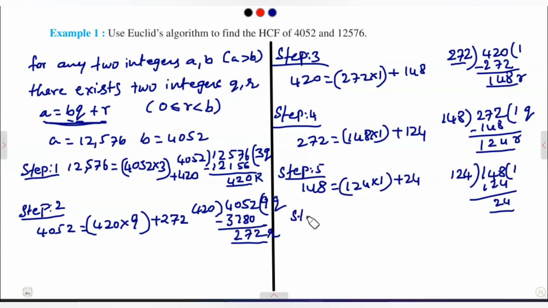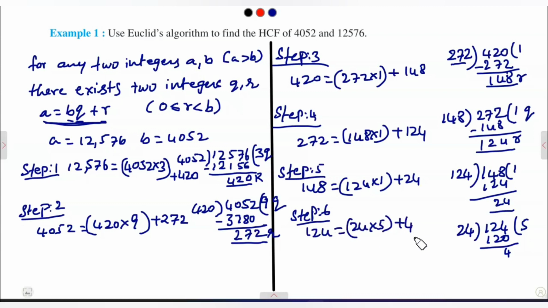Coming to step 6, take 24 as the divisor and 124 as the dividend. Continue the division. 24 times 5 is 120, right? 4 is the remainder. So let's continue. What is the relation? 124 is equal to 24 times 5 plus remainder 4.